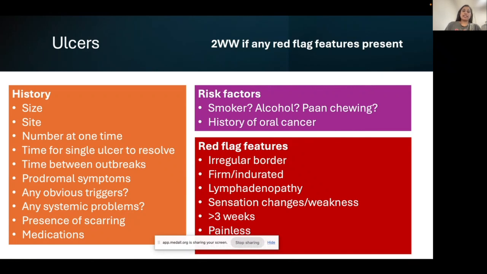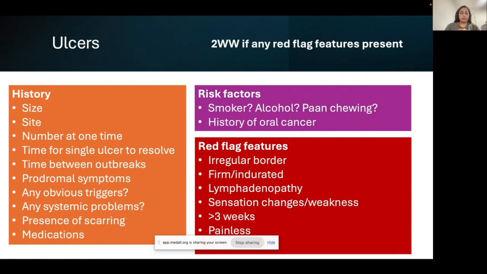So in terms of taking a history, there's really specific things to ask for ulcers. So we need to know the size, the site, how many do they have at one time? Is it a single ulcer or not? How long does it take for the ulcers to resolve? The time between outbreaks. Do they get any symptoms before? So do they get any kind of tingling feeling? And are there any obvious triggers?